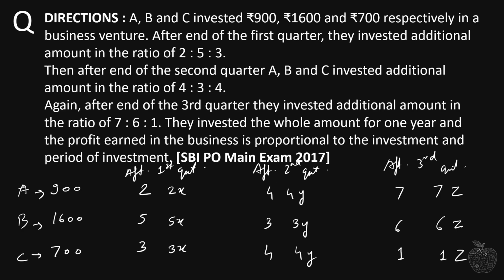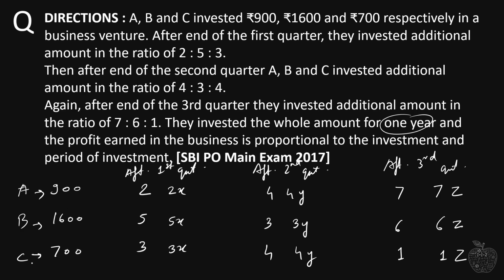Now they invested the whole amount for 1 year, and total profit earned in the business is proportional to the investment and the period of investment. So this is saying that the profit they earn will be divided among A, B and C on the basis of their investment and the time period of their investment. All right. So this is everything that the directions told us.